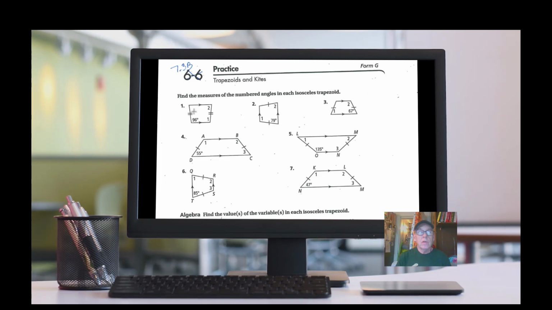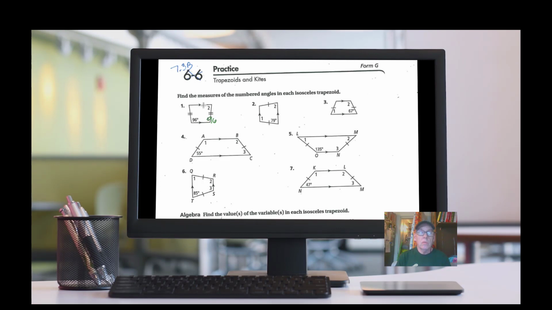So if this is the leg and this is the leg, number one is going to be a base angle, and the base angles need to be congruent. So that's going to be 96 degrees. Altogether these have to be 360, so we could do two 96s, and then these are going to be congruent at the top and solve that way.